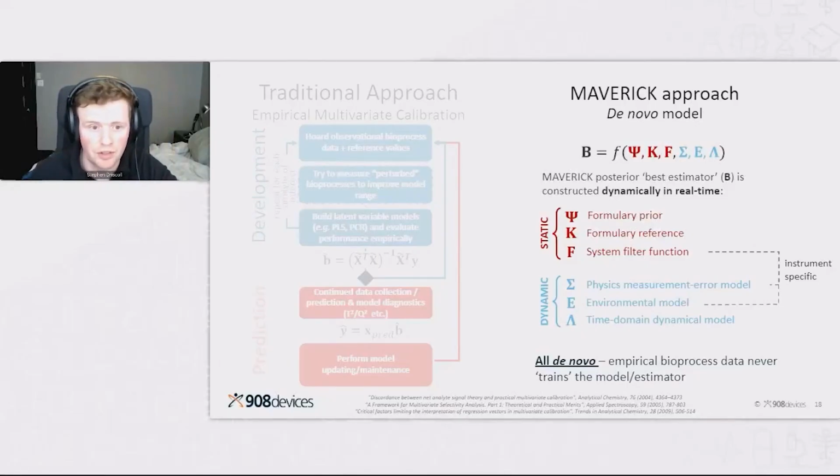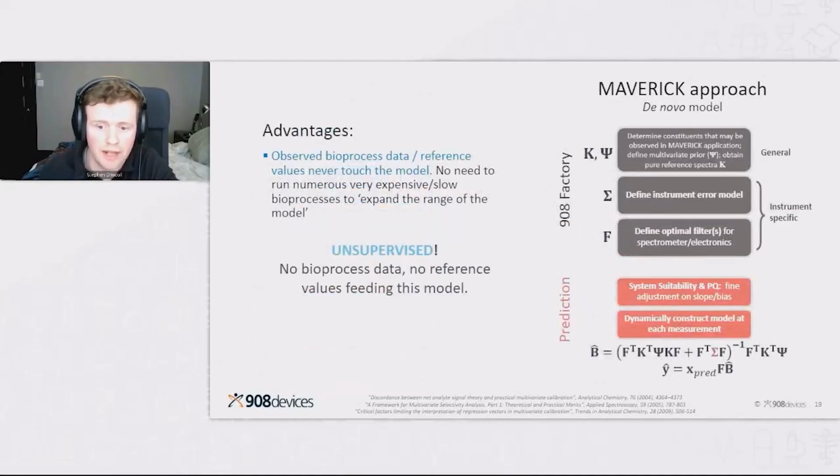This is all de novo. Empirical bioprocess data never actually trains the model. You don't need to hoard any reference data or expensive bioprocess data. There's no need to do any of that. This is all handled by the way we've built this framework to do the modeling. It's totally unsupervised. Zero training set involved.